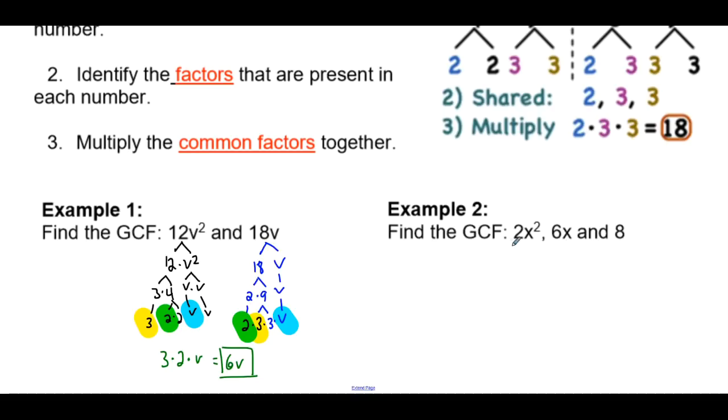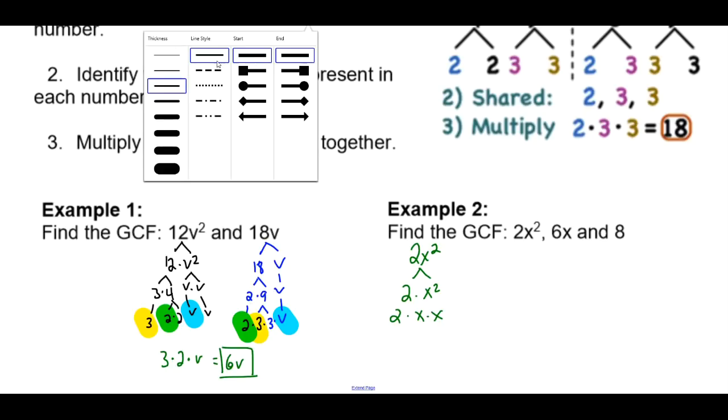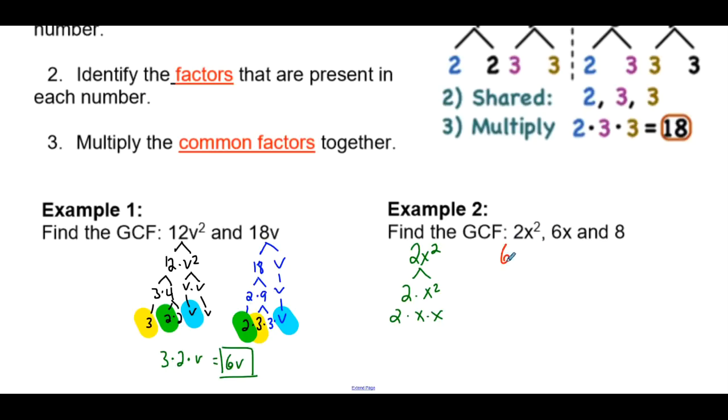All right, so let's do another example. This time I have 3 terms, but the process doesn't change at all. I'm still going to take 2x squared and do my prime factorization, so break it up into 2 and x squared, and then that becomes 2 times x. Then I'm going to do the same thing to 6x. 6x becomes 6 times x, and 6 is 2 times 3, and then I've still got that x.